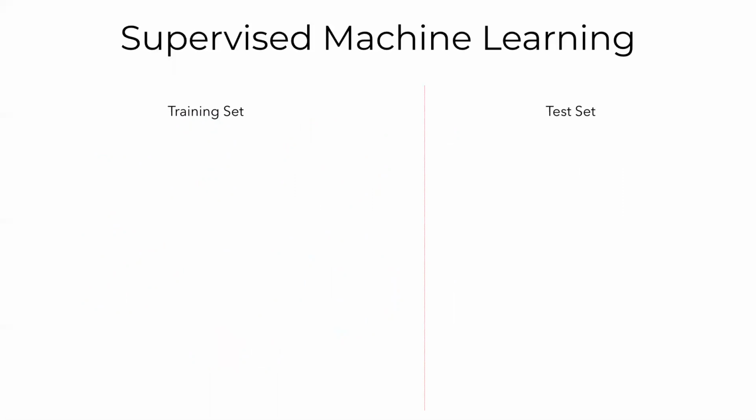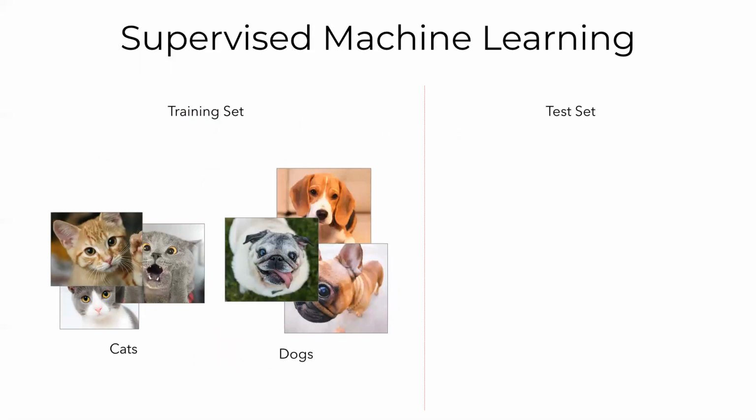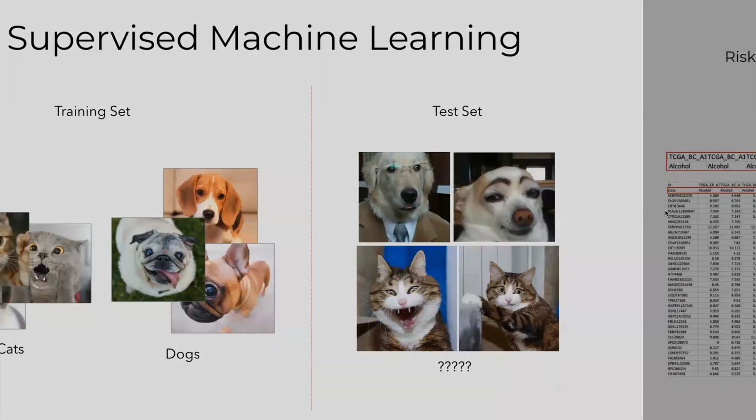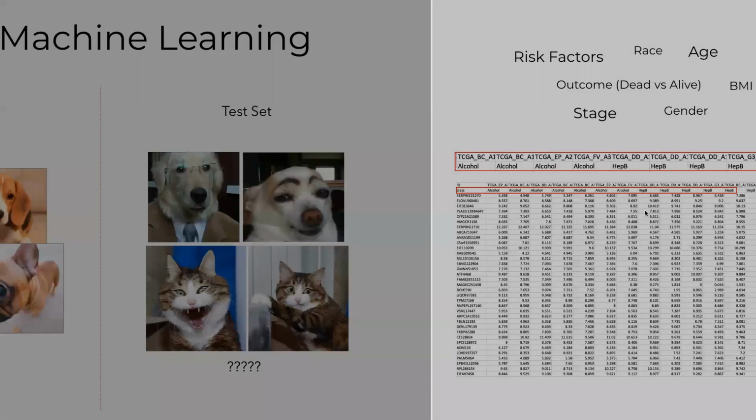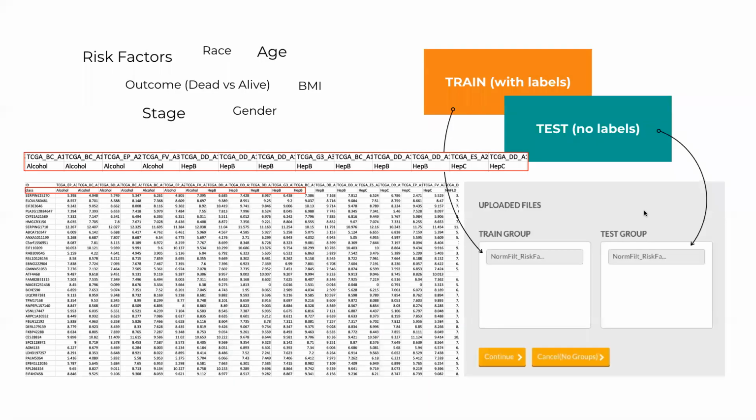What we can do is look at the classification of images. We do this by training a model, and we can show it images of cats and dogs. And then we can test our prediction. But instead of cats and dogs, we have gene expression. So to train the model, we have to label our data using phenotypic information, such as cancer stage, subtype, or risk factor. So our training data has labels, and our test data has no labels.